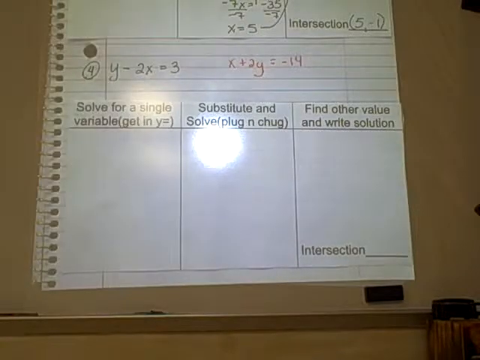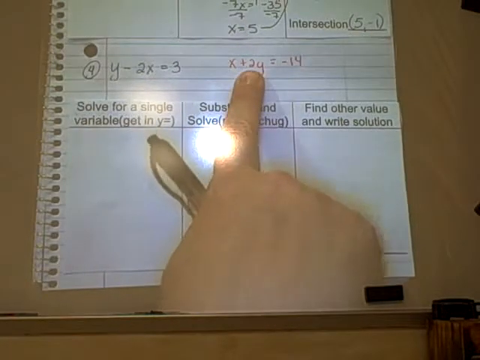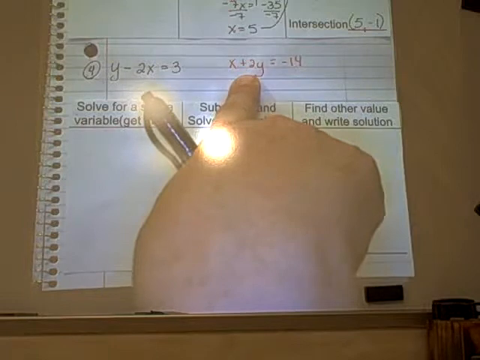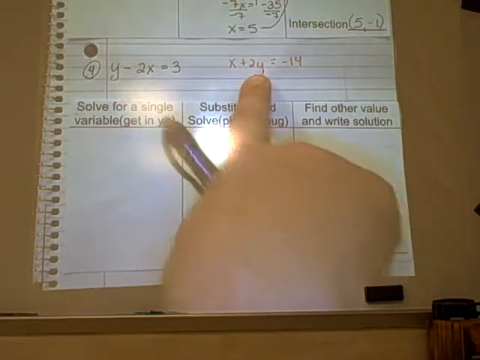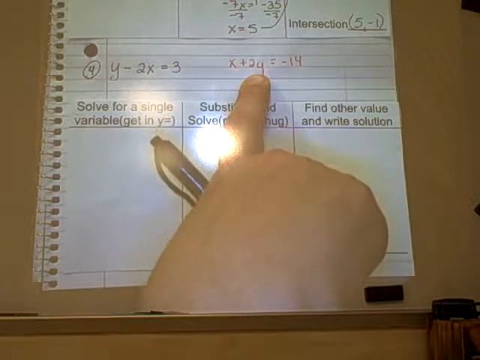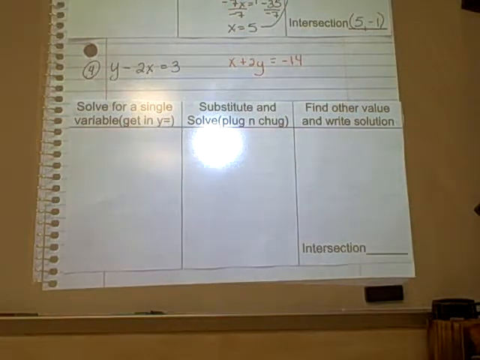Okay, you could do one of two things. I want to show you how to do it with the x. So we're going to do this one a little weird. Instead of switching this one to y equals, we're going to switch this one to x equals. Okay, so I'm going to throw you a curveball a little bit, but it's okay.